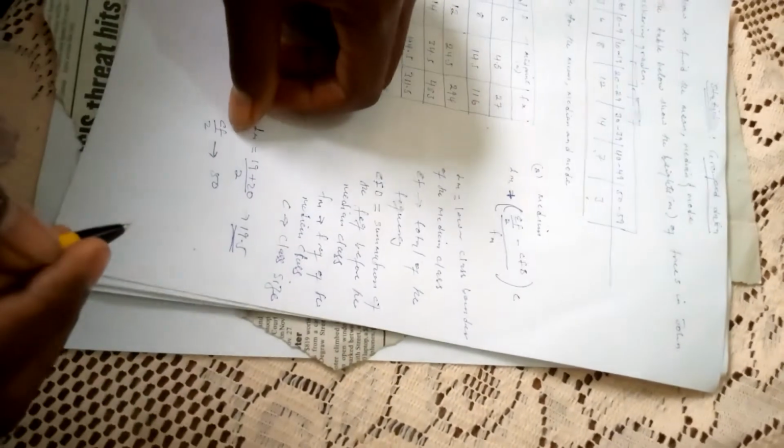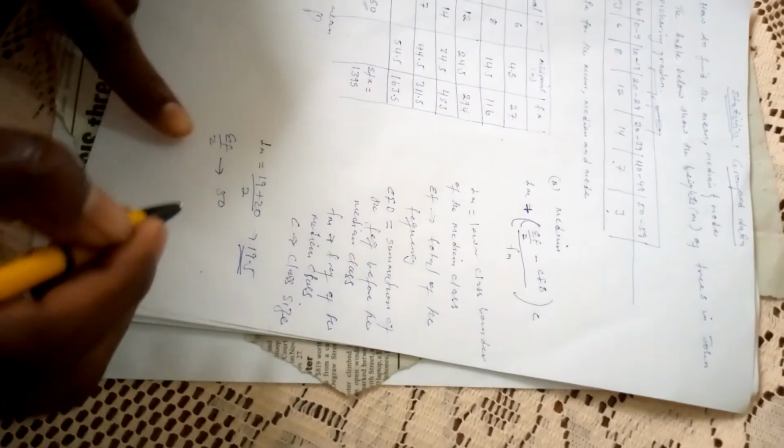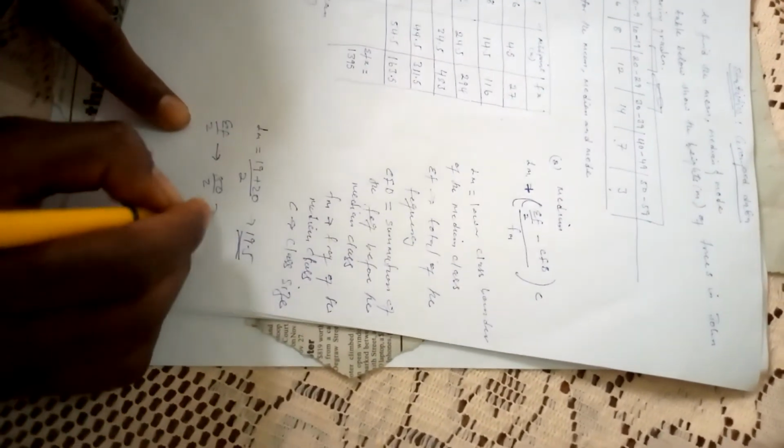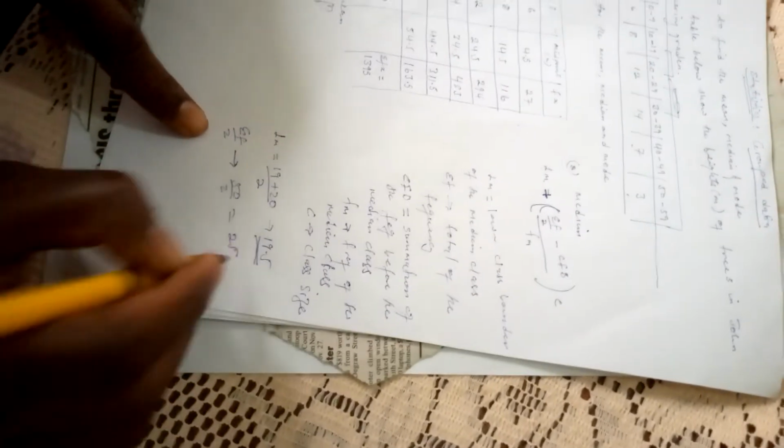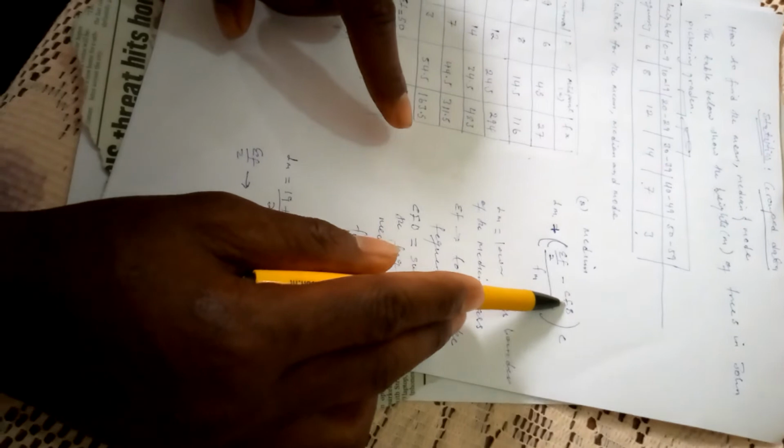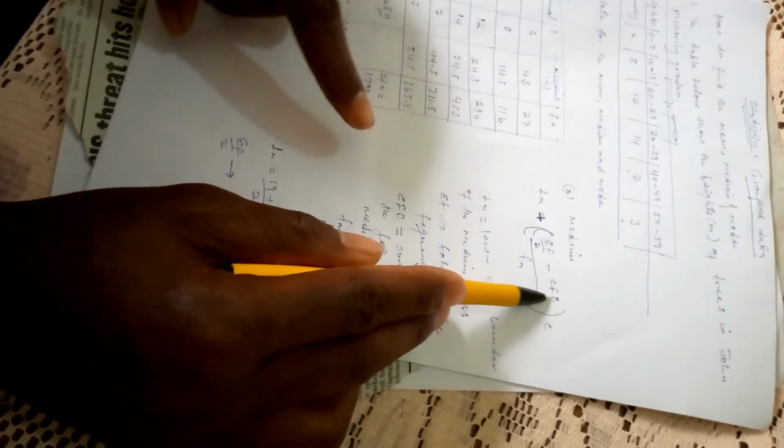Now the summation of f over 2, that is the summation of the frequency, 50, divided by 2 will give us 25. And now the summation of the frequency before the median class.